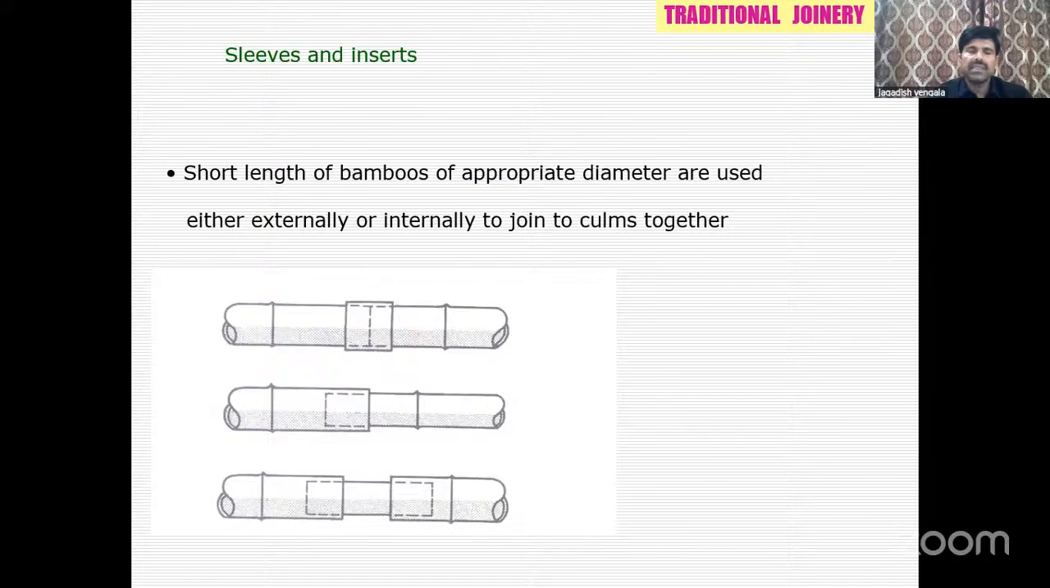Next is sleeves and inserts. Very interesting. That means taking a bigger diameter and then inserting the smaller diameter directly into it. Particularly for columns, you can do that. If there is a lot of overturning moment, then you can also connect both the members. Sometimes you can bring two smaller diameter bamboos and in between, in the middle, insert a cut piece of larger diameter bamboo. The other one is inserting a smaller diameter to connect two bigger diameters. This is what we call sleeves and inserts.